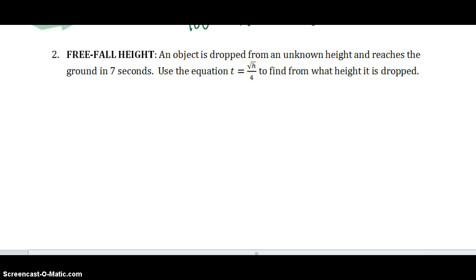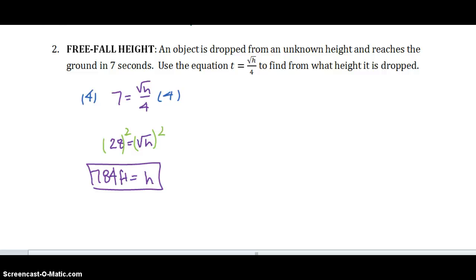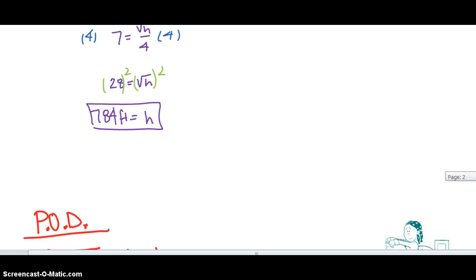Same equation, new amount of time. You try this one on your own. Okay, for those of you who are staying with me and didn't just shut your iPad off, for those of you who are sticking with me through the duration, I've worked out number 2's free fall problem for you. Check your work against mine. And now let's make sure you can do these on your own.